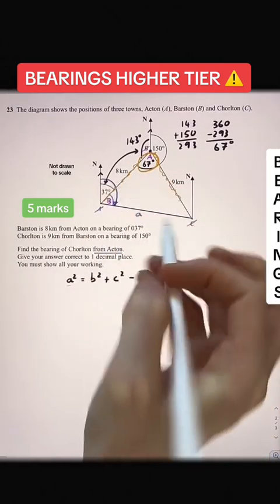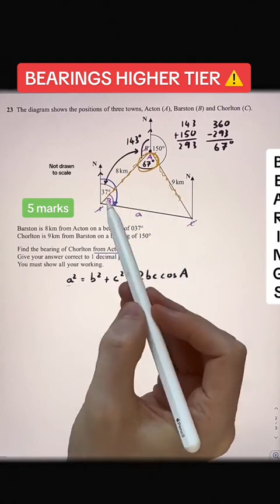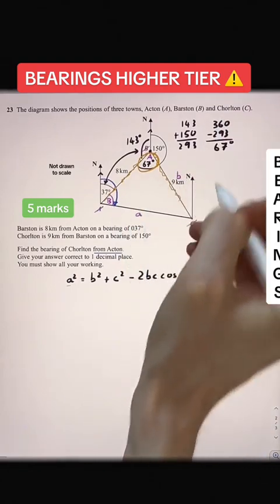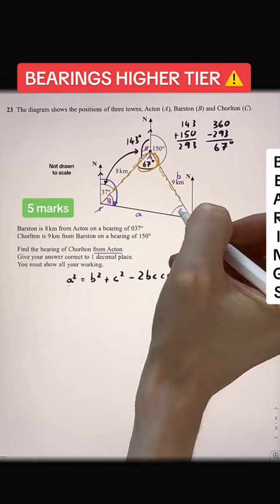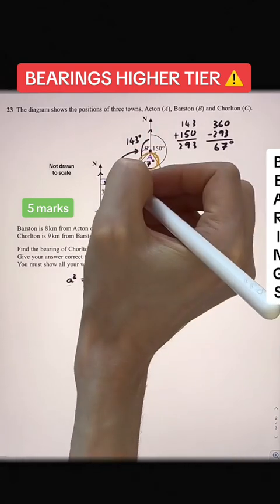The capital A is always the angle. So I'm going to call this capital B, the angle. Therefore, directly opposite is the lowercase b. And I can call this angle here capital C. And therefore, directly opposite is the lowercase c.